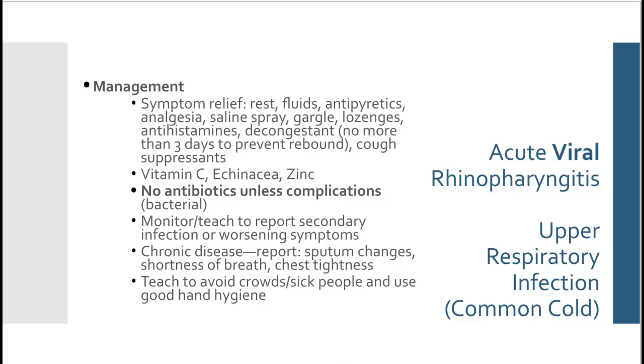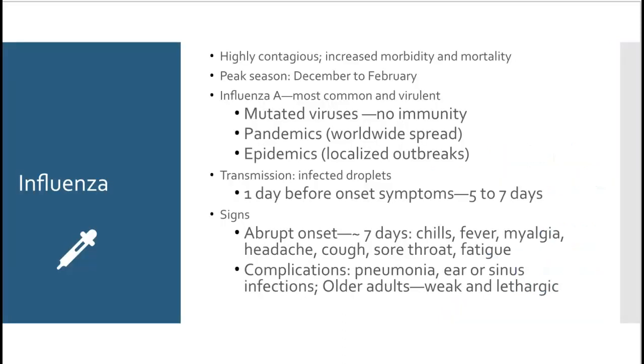This is a very classic thing that students miss on exams. What would you do for acute viral rhinopharyngitis? Remember, virus, we're not giving antibiotics. We are going to teach them to report secondary infection or worsening of symptoms, chronic diseases. So somebody with COPD or asthma, they're going to want to report their sputum changes, shortness of breath, chest tightness. And of course, with any kind of thing, we want to teach people to avoid crowds or sick people and use good hand hygiene.